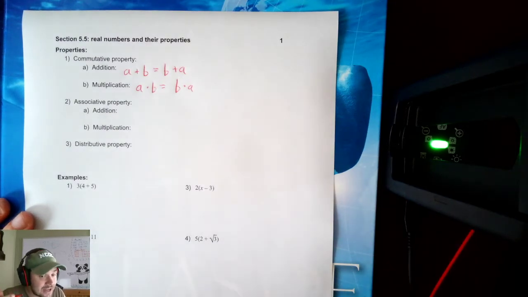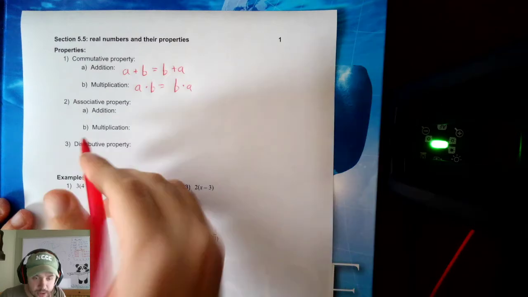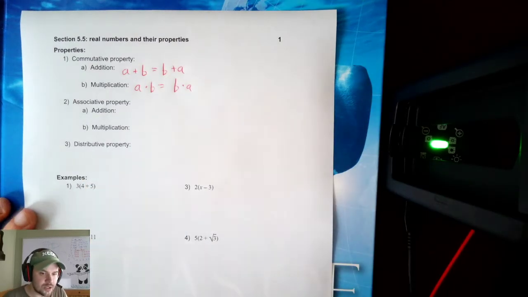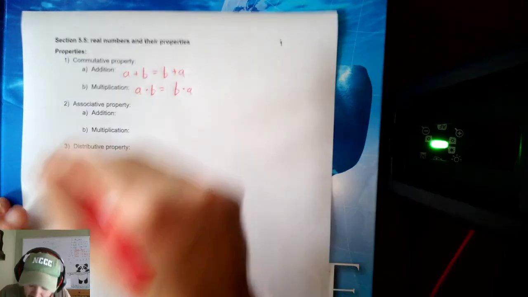Can you subtract or divide? No. For those, order matters, right? Subtraction and division, the order does matter. The associative property is also true for addition and multiplication, but not for subtraction or division. And let's take a look at what that one is.